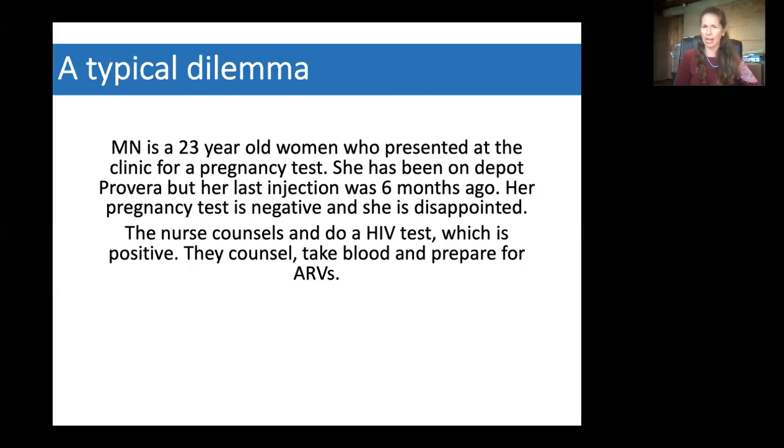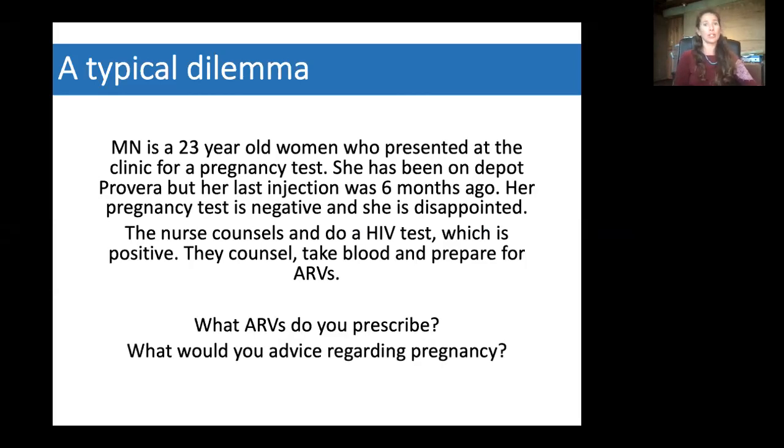And her pregnancy test is negative and she's disappointed. So she's obviously trying for a baby, but she's in the clinic. So the nurse counsels her, does an HIV test, which turns out to be positive. So the nurses counsel, they take all the necessary preparation bloods, they're getting her ready to start her on ARVs. And now the question you get asked by the clinic is, which ARVs do we give now? And what would we advise her regarding pregnancy? When should she fall pregnant?